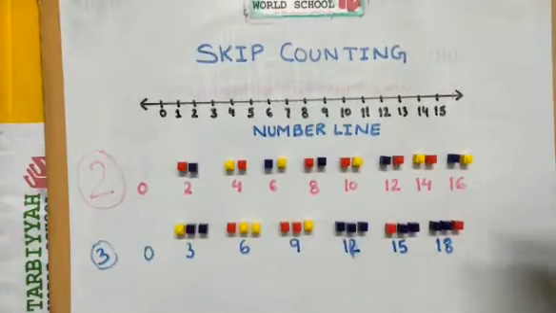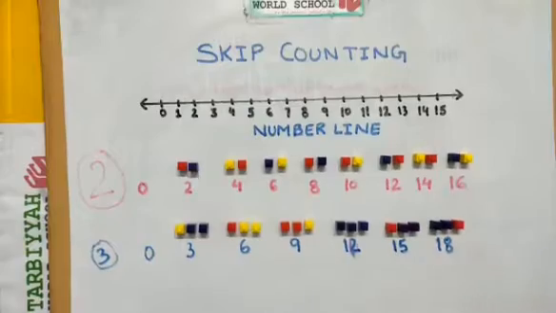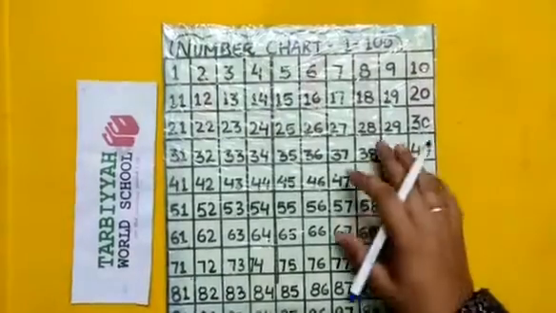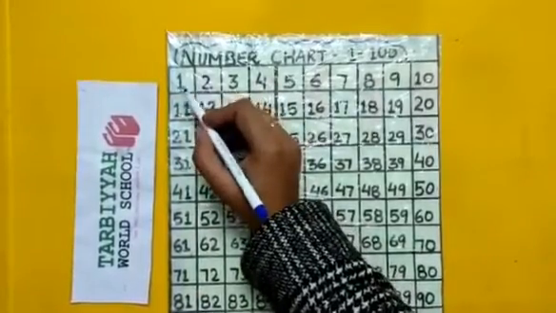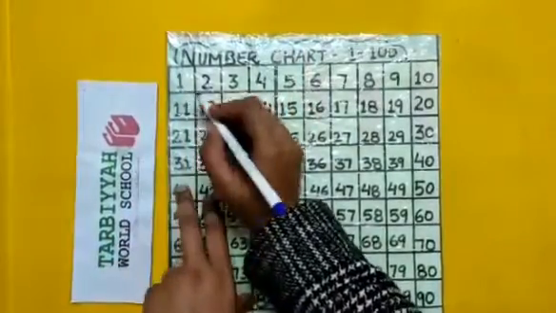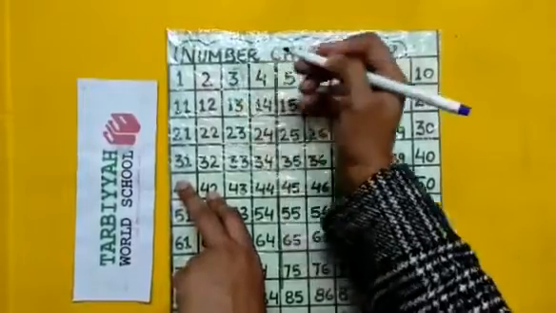Now let's see some more answers of skip counting of 3 in our hundreds chart. See, this is our number chart, 1 to 100. So 1, 2, we leave 2 numbers, 1, 2, and 3 is our answer.